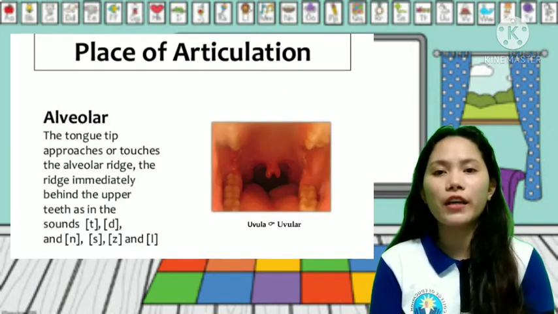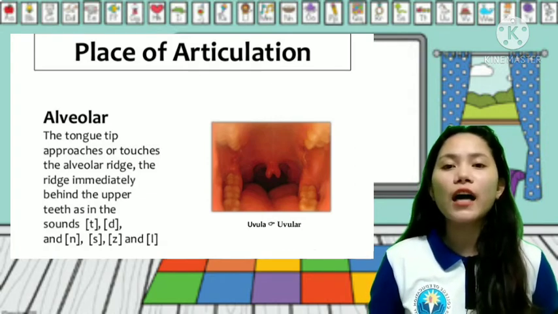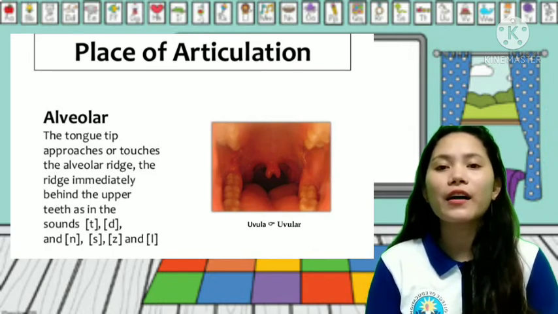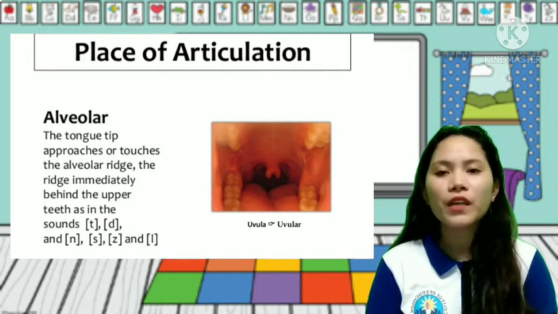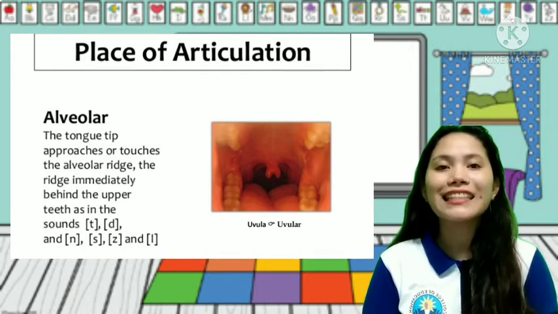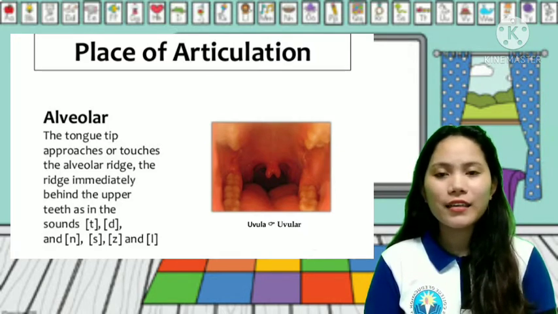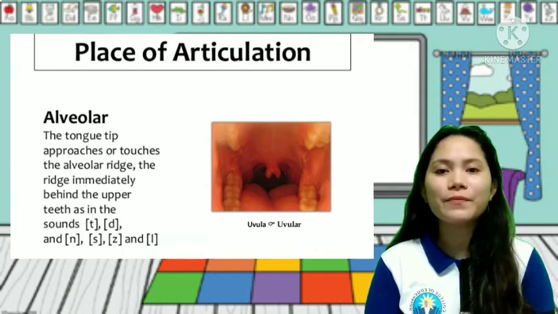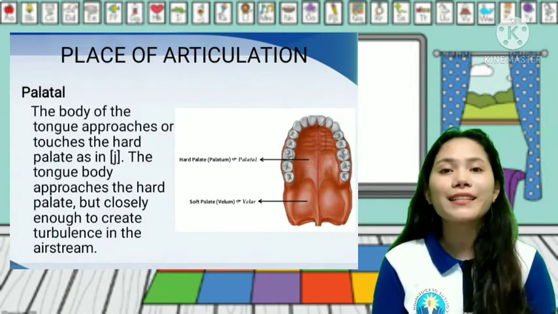Next is the alveolar. The tip of your tongue approaches or touches the alveolar ridge, the ridge immediately behind the upper teeth. Okay, so next is the palatal.